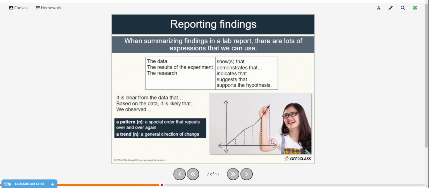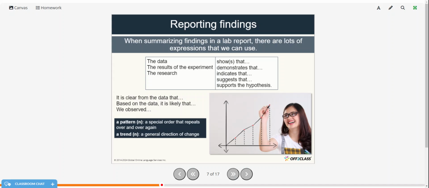So when summarizing findings in a lab report, there are lots of expressions that we can use. Things like: the data shows that, the results of the experiment demonstrate that, the research indicates that, suggests that, supports the hypothesis. It is clear from the data that, based on the data, it is likely that, we observed.